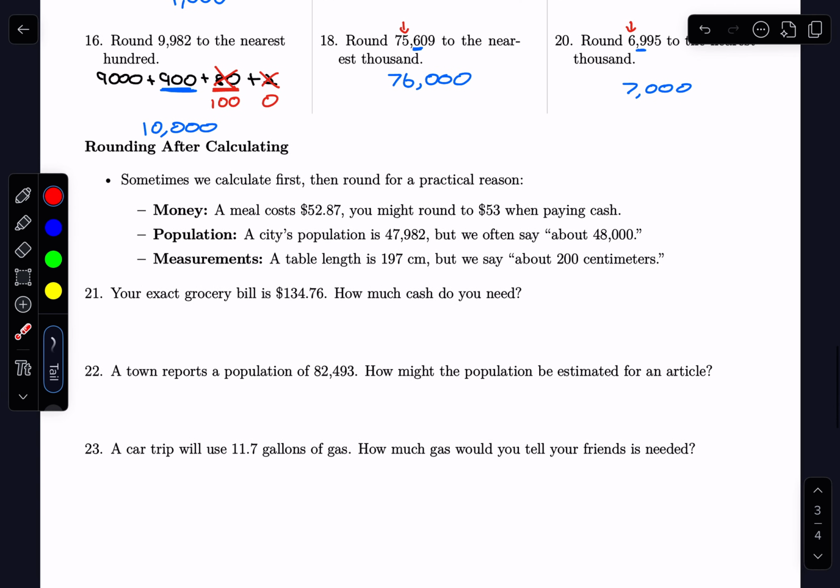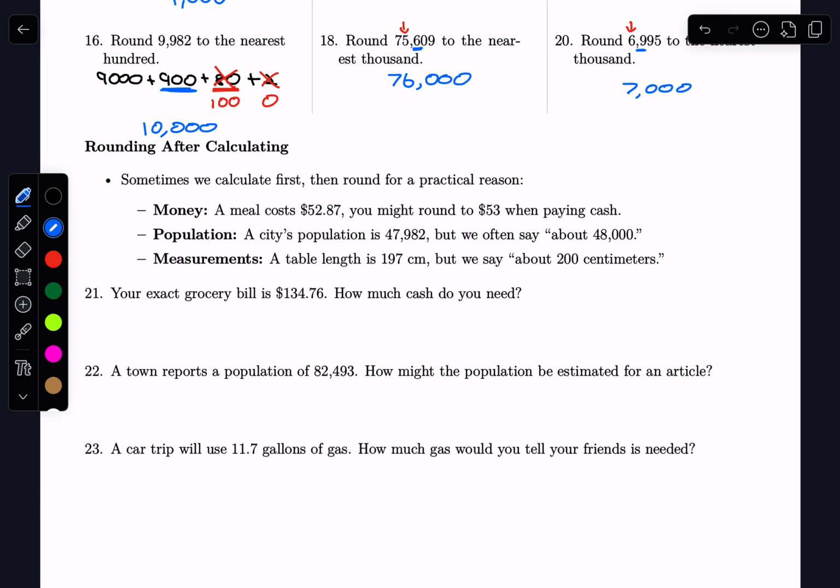All right, a couple more examples now, just real life. Why might we round? Well, sometimes we're going to do some calculations, but then we're going to round to make our lives easier most of the time. So for example, a meal might cost $52.87, so you might pay $53 with cash. A population of a city might be 47,982, but we would probably just say it's about 48,000. A table might be 197 centimeters long, but we would just say it's about 200 centimeters.